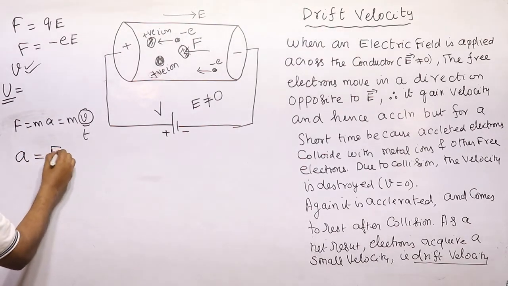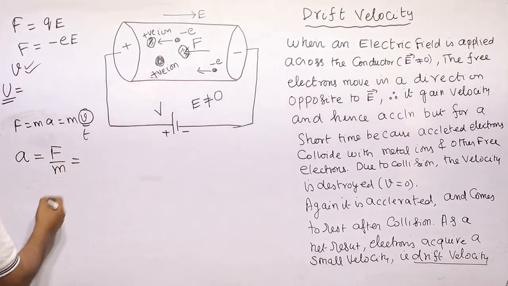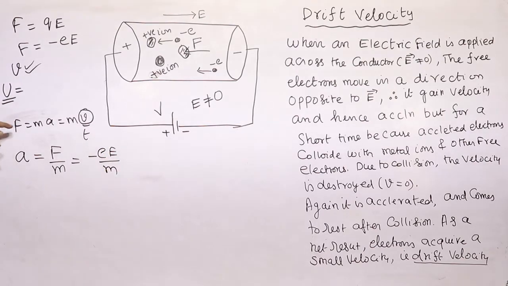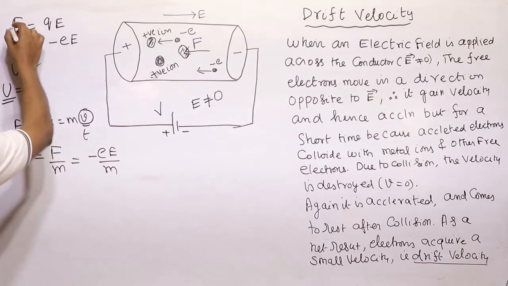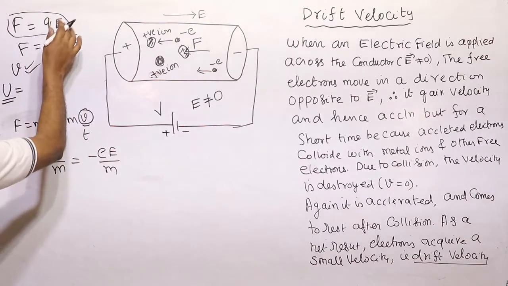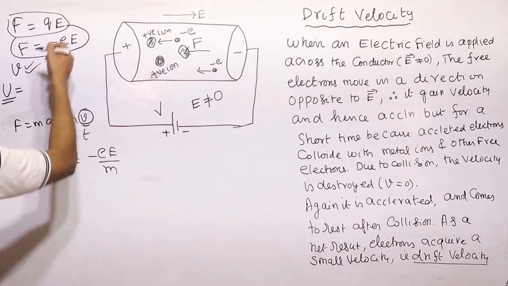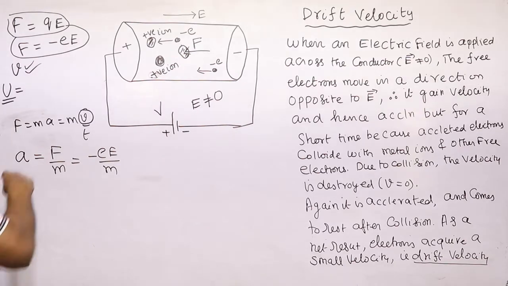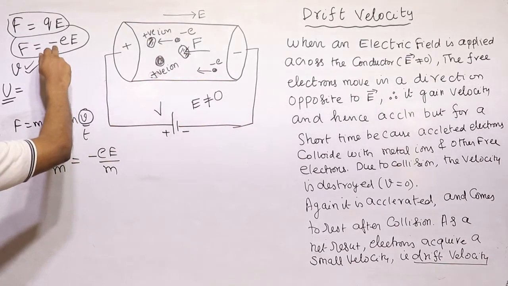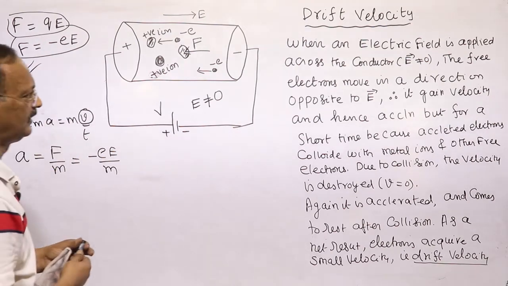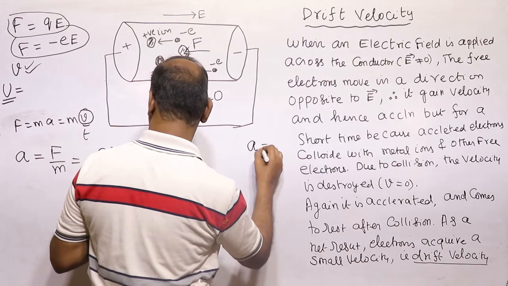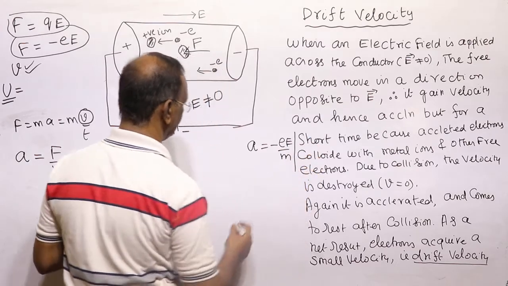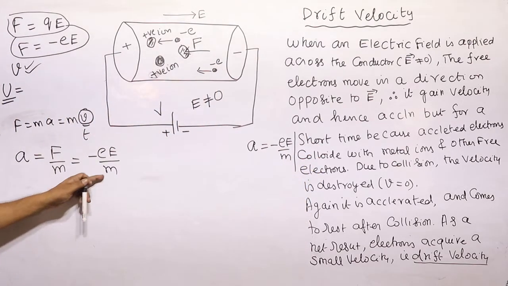The acceleration is equal to force by mass. The force due to the electric field is F equals Q into E. For an electron the charge is minus e, so the force is minus e into E. Force by mass is acceleration, so it will acquire an acceleration of minus eE by m. This we have derived from the basics from plus 2.